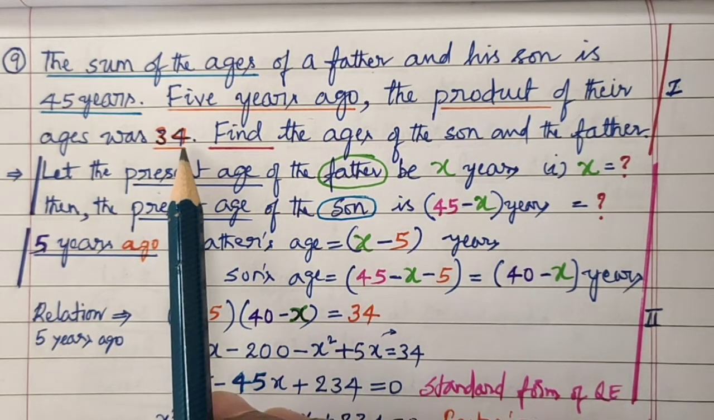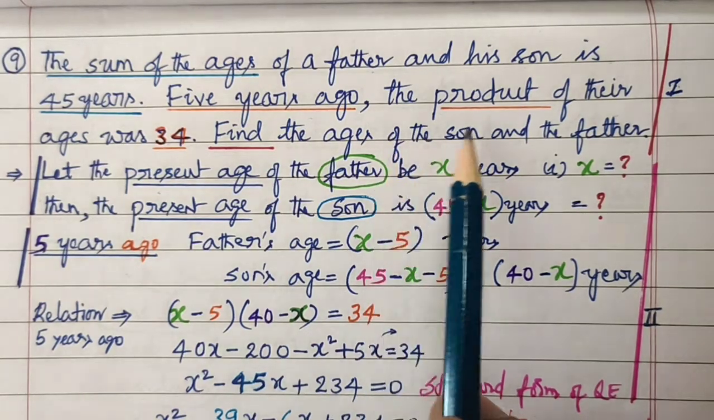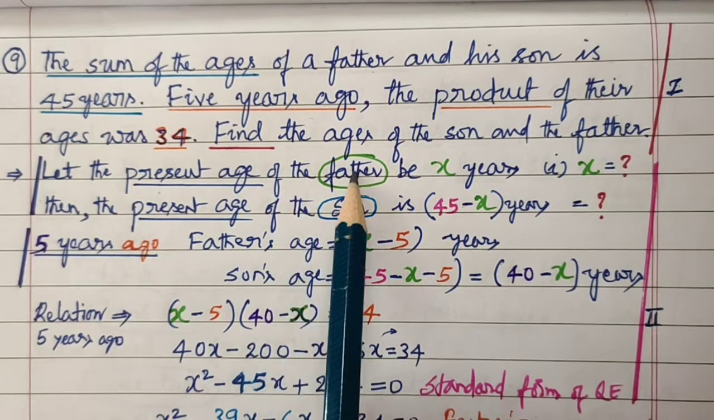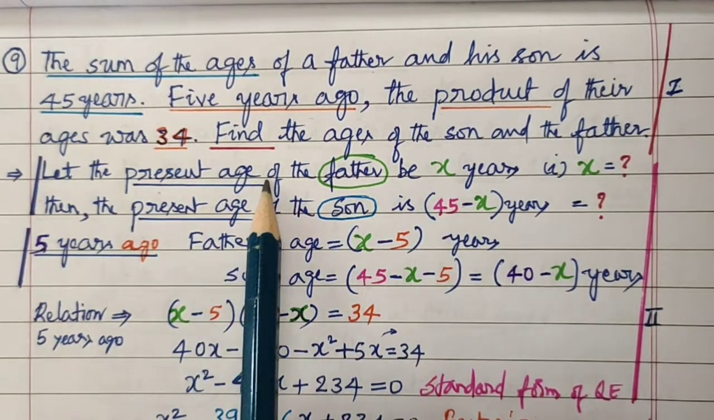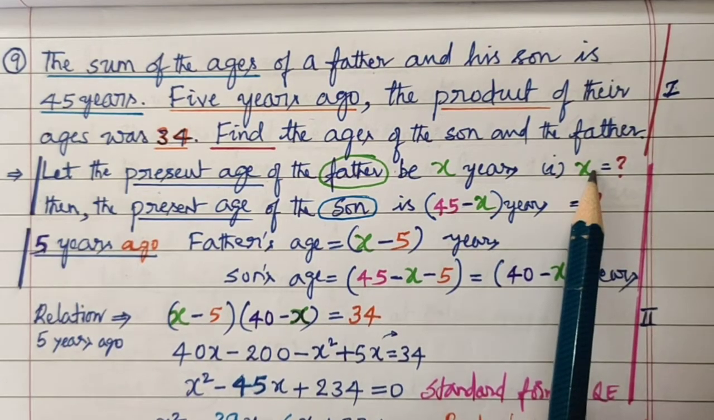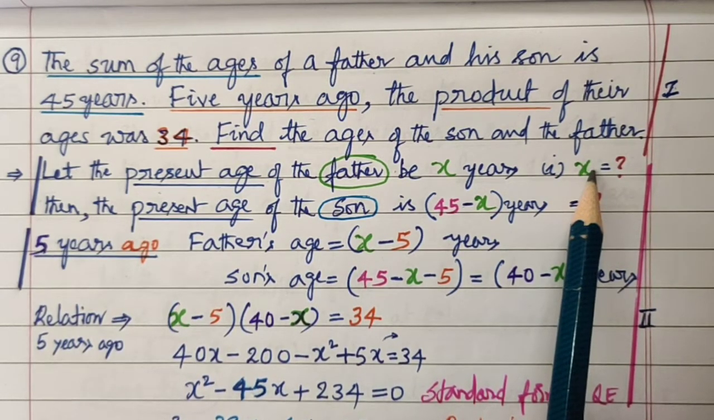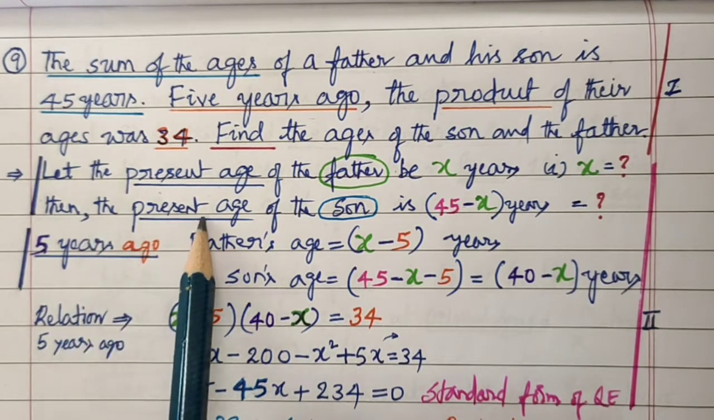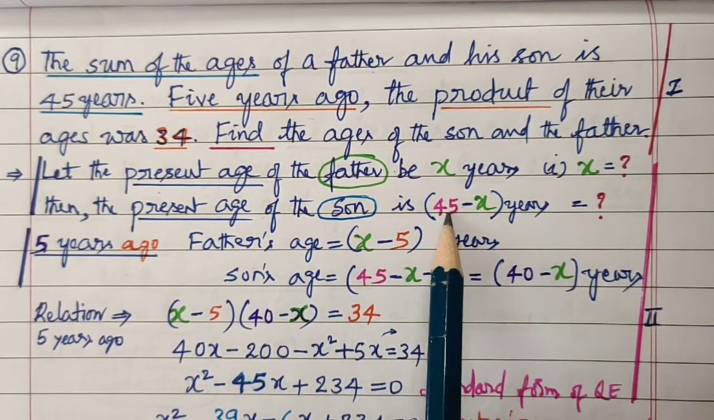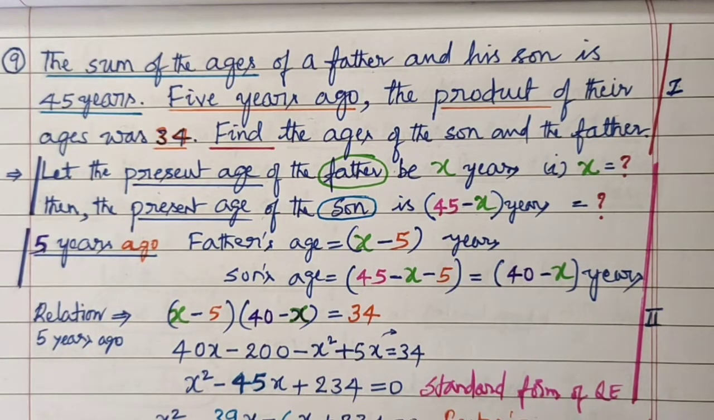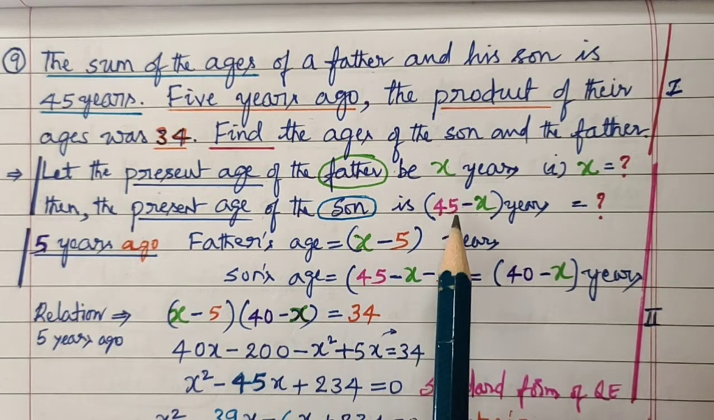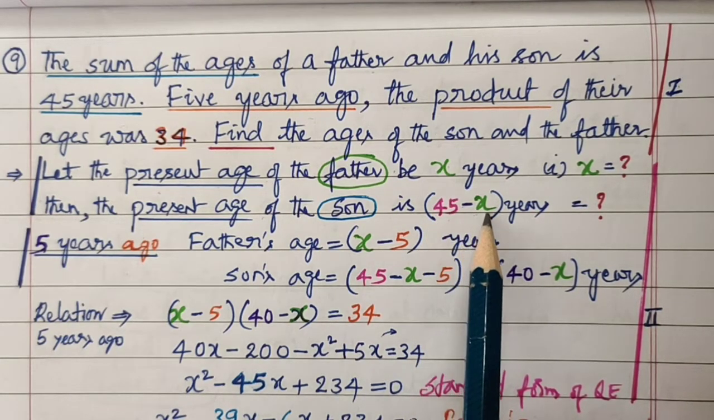They have given the two conditions. They're asking us to find out the present ages of the son and the father. Let the present age of the father be x. We have taken the present age as x, so we need to find out x, the father's present age. Then the present age of the son is going to be 45 minus x years, because the sum of the ages of the father and son is 45. Once we know the father's age is x, then the son's age is going to be 45 minus x.